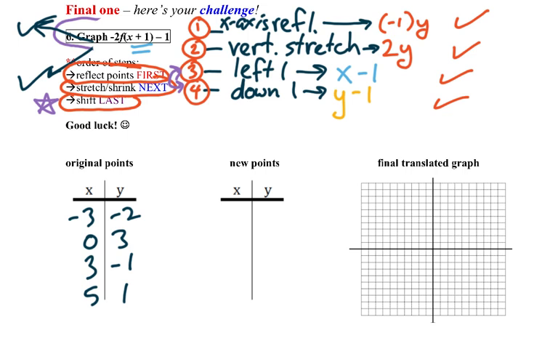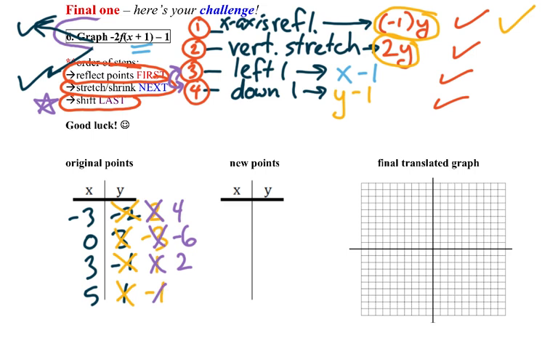All right, ready? So let's do the x-axis reflection, which we said was -1 times y. So times -1, times -1, times -1, times -1. Yay, check. Okay, next step. Let's take those y values and multiply by 2. So y values times 2, times 2, times 2, times 2. Yay, check. And then let's move left 1.